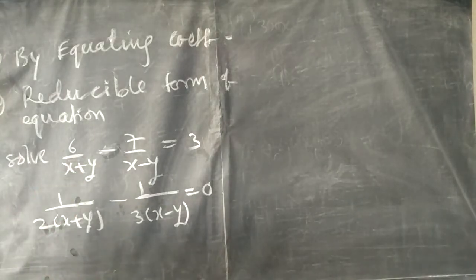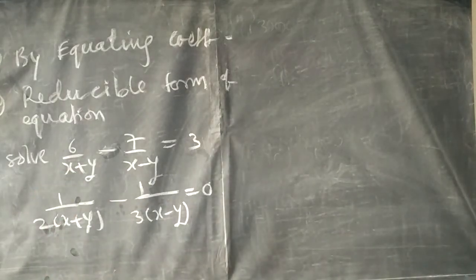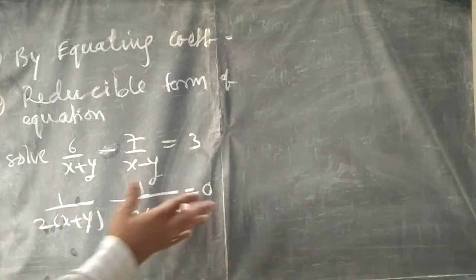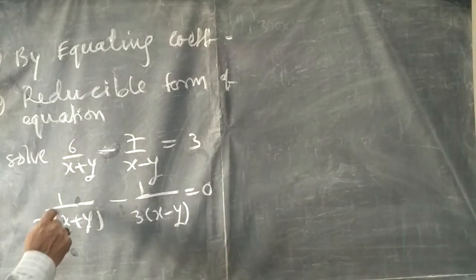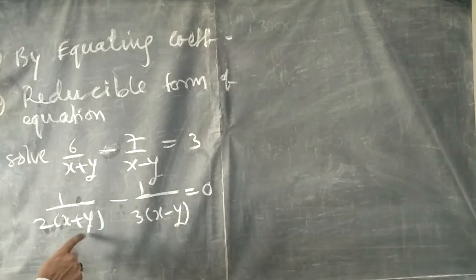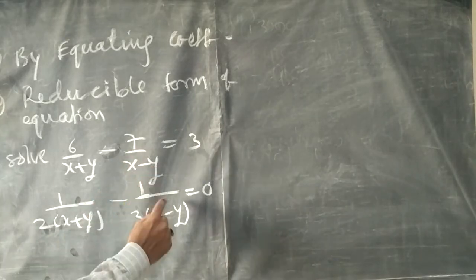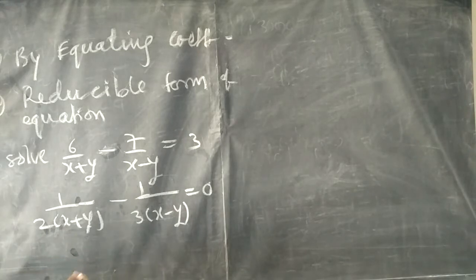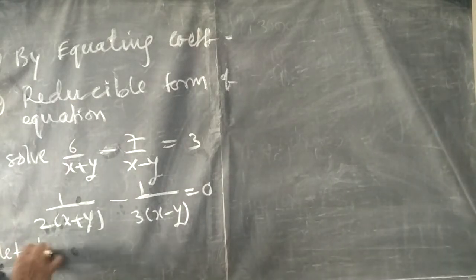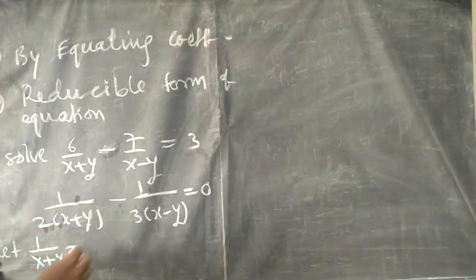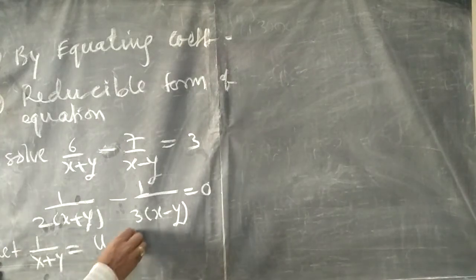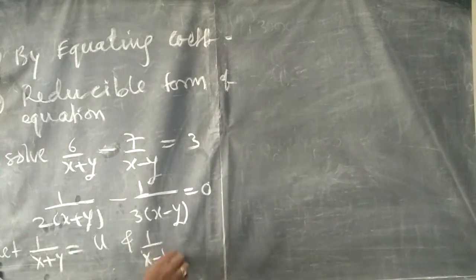These are not in standard form of a1x plus b1y plus c equal to 0. Now we will convert them, so that is to be reduced, to be changed. Now look here children. In the first term, it is 1 upon x plus y. Yes or no? So here also 1 upon x minus y. So we will assume, let 1 upon x plus y equal to, we will take some other letter besides x y, say u, right? And 1 upon x minus y equal to v.